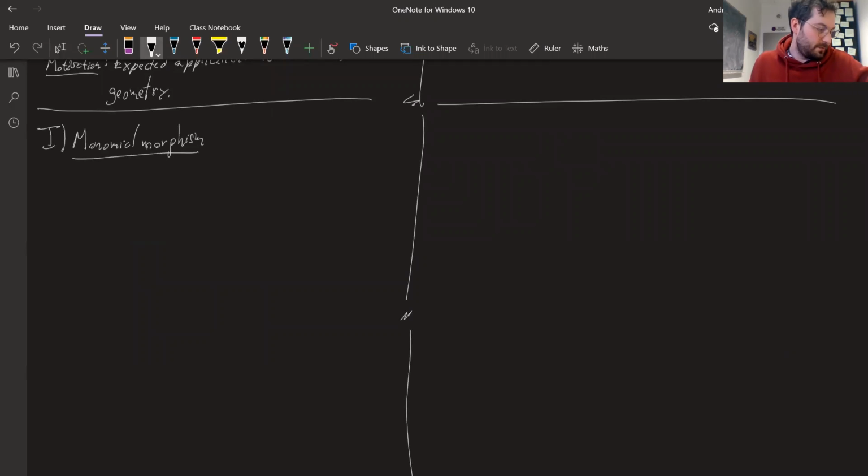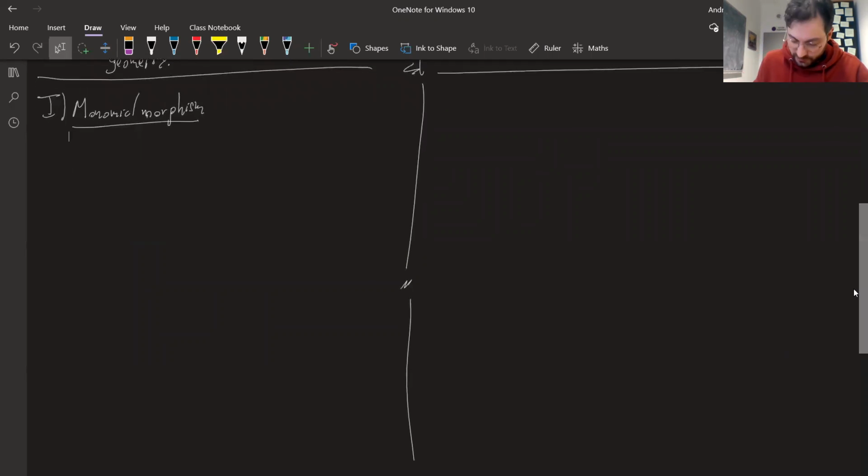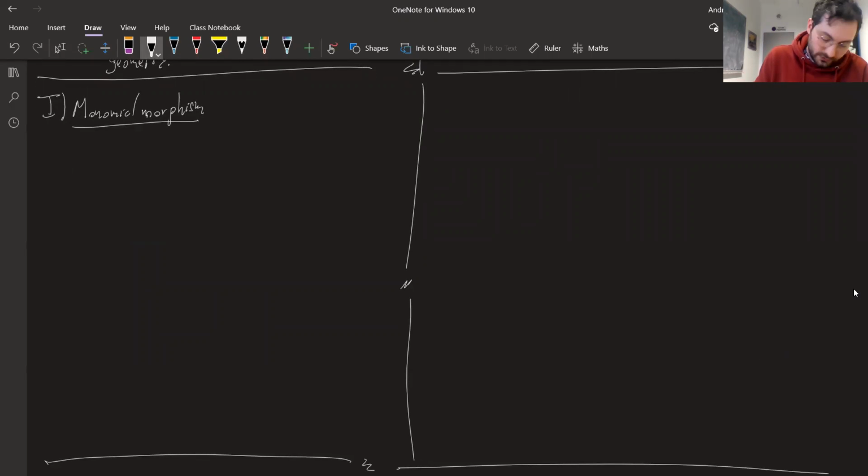And I want to build up from an intuition to the working definition that we're going to use. So let's do a first approximation of what it should mean.